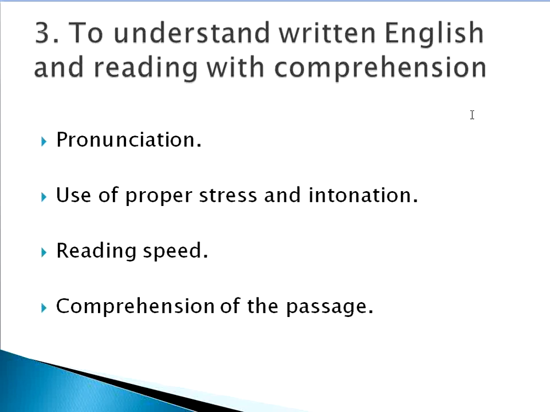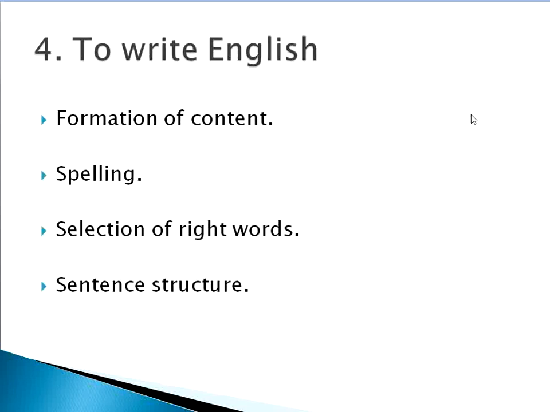And what is the fourth one? Comprehension of the passage. While reading a passage, is the student able to understand it or not? As a teacher, you need to take care of that. So this is all about the third objective of teaching English. What is the third one? To understand written English and reading with comprehension. What is the fourth one? The fourth one is to write English. That is the writing skill.